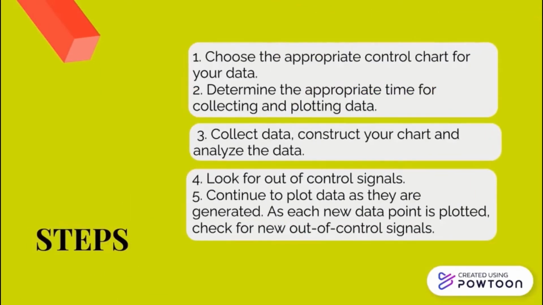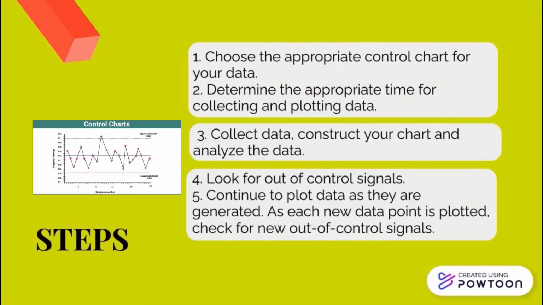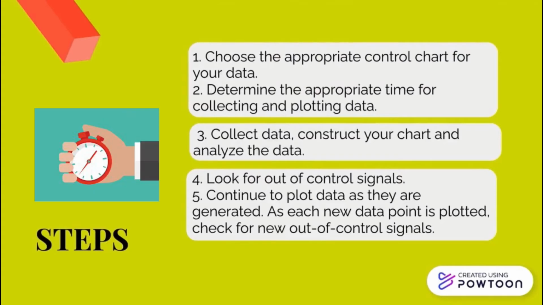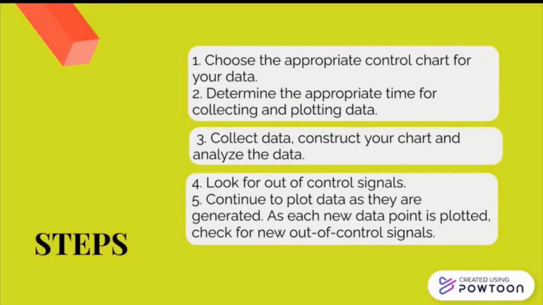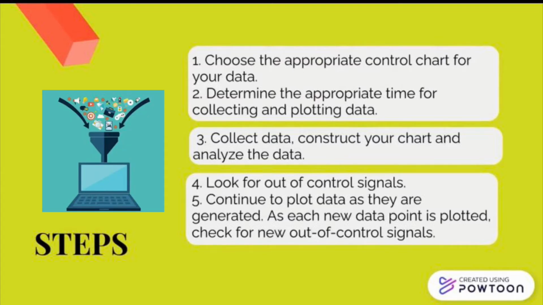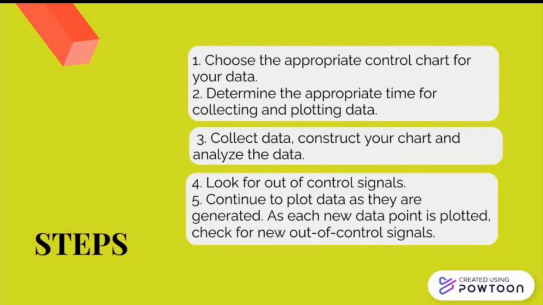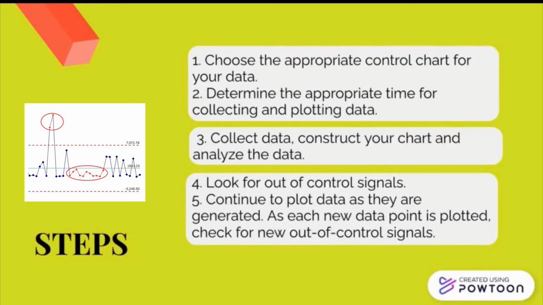The basic procedure is: Step 1. Choose the appropriate control chart for your data. Step 2. Determine the appropriate time for collecting and plotting data. Step 3. Collect data. Construct your chart and analyze the data. Step 4. Look for out-of-control signals. When one is identified, mark it on the chart and investigate the cause.